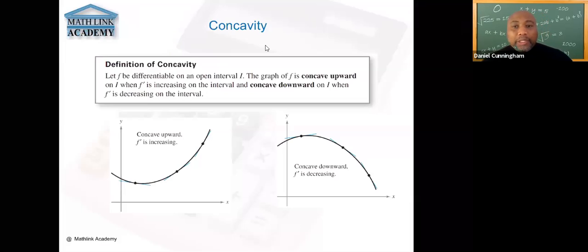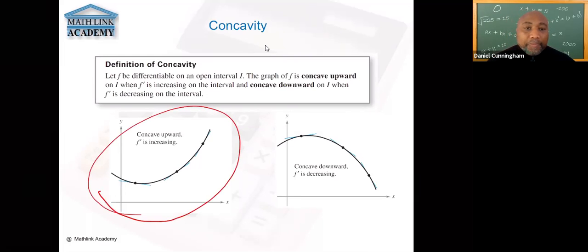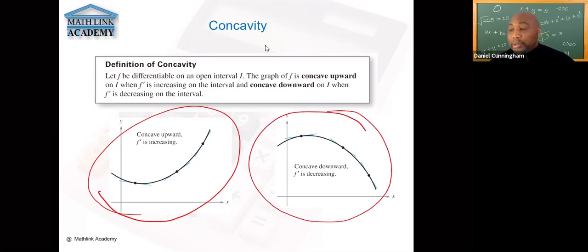Before we do some examples, let's at least get a definition of concavity. Let f be differentiable on an open interval I. The graph of f is concave up, or concave upwards, on the interval I when f prime is increasing on the interval, and concave down, or downwards, on an interval I when f prime is decreasing on the interval.